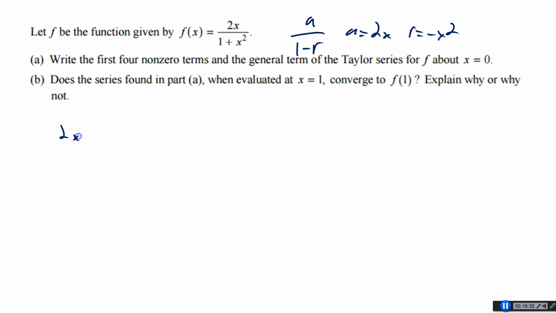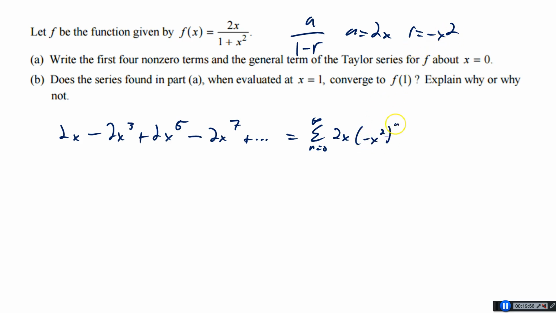So what do we got? We got 2x minus 2x cubed plus 2x to the 5th minus 2x to the 7th. They just want 4. Yep. Okay. And the sigma, so I'm going to start at 0. You could start at 1, either way. So 0 to infinity, it's going to be 2x times negative x squared to the n. You can also do it with a negative 1 up front, so n equals 0 to infinity negative 1 to the n, because the first term is positive, that's just fine. And then it'd be 2x times x squared to the n. Either way, right? All those are good.